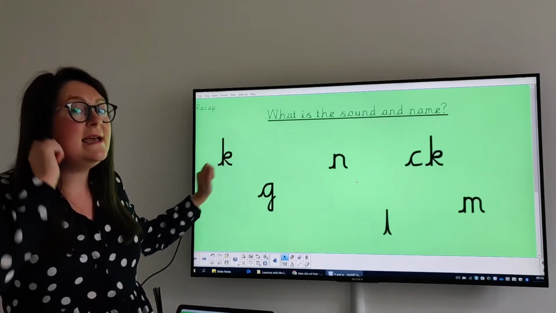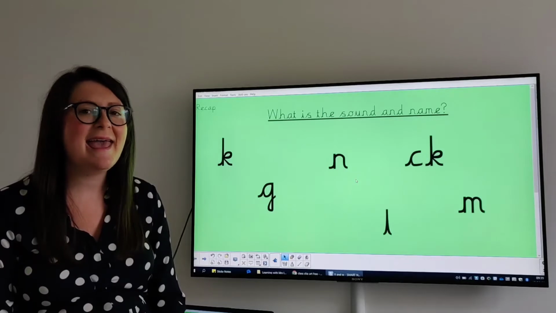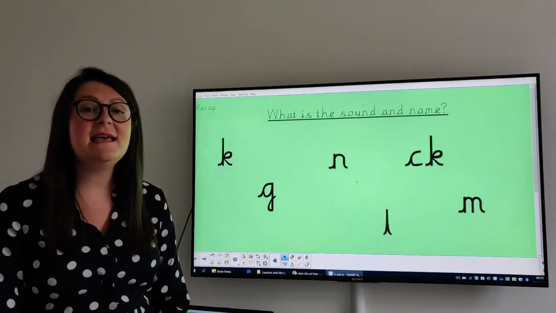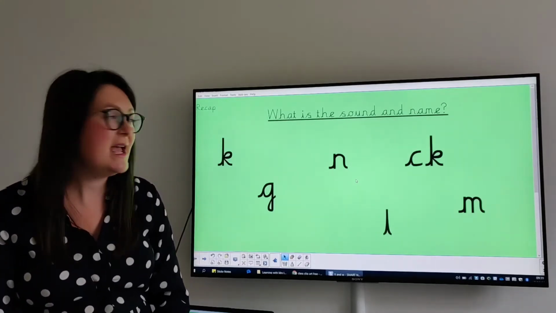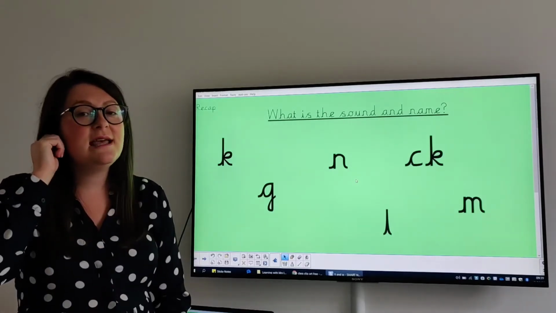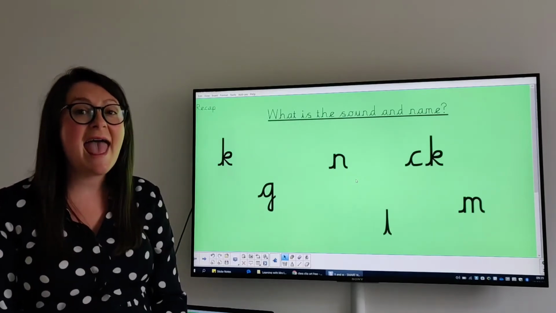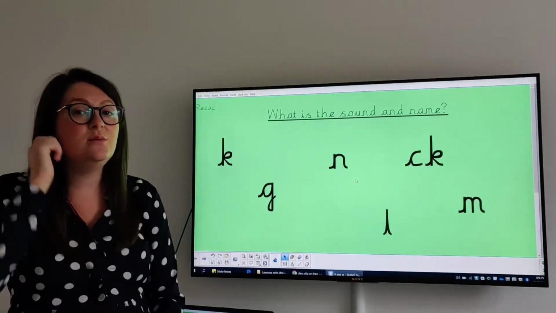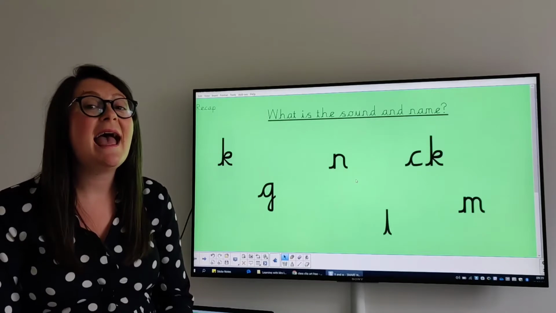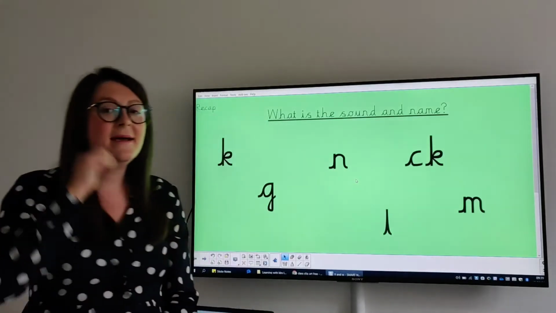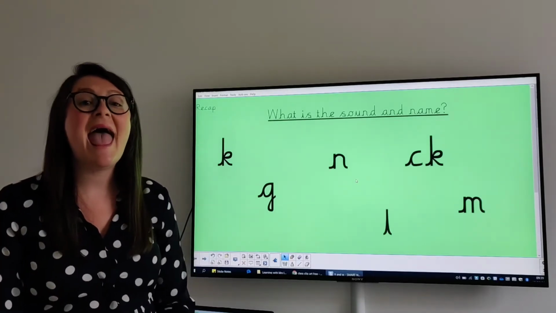My sound is K and my name is K. This one. My sound is G and my name is J. This one. My sound is N and my name is N. This one. My sound is L and my name is L. Then we'll come to this one. My sound is and my name is M.